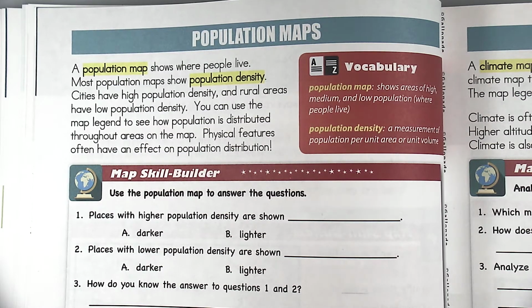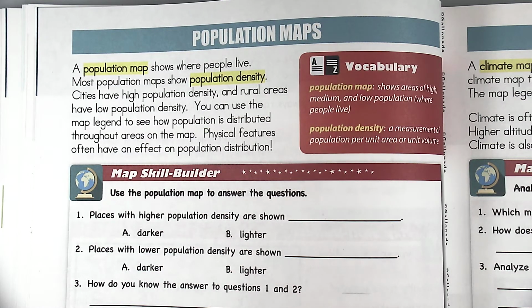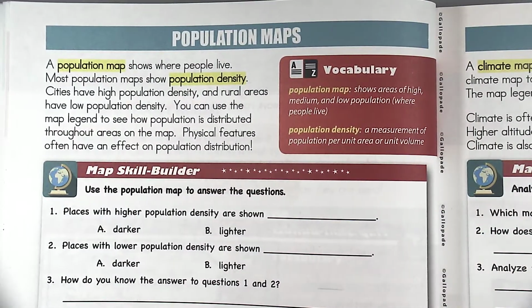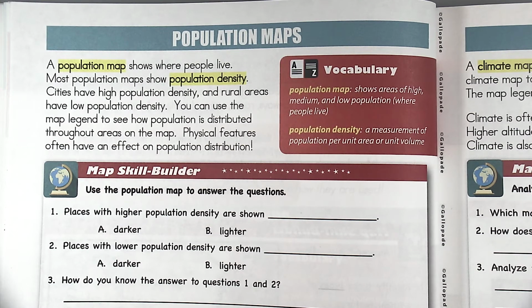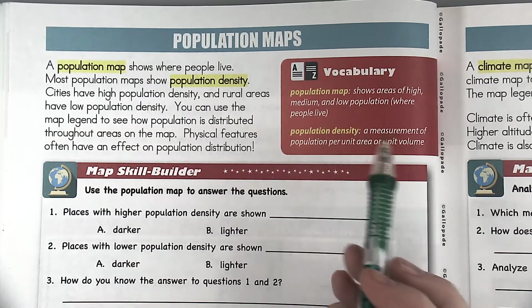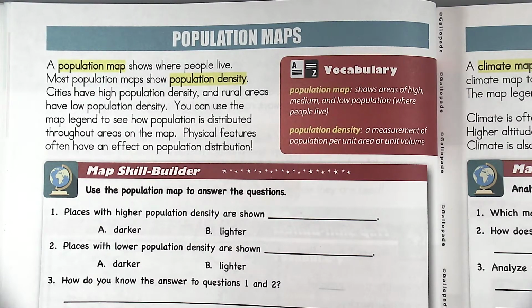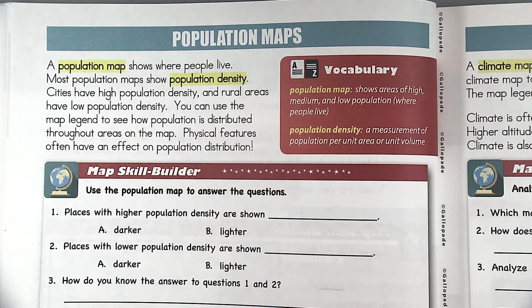Now we're going to learn about population maps and climate maps. Let's go ahead and take a look. A population map shows where people live. Most population maps show population density, which is a measurement of population per unit area or unit volume. Basically, it's just showing you how many people live in an area.